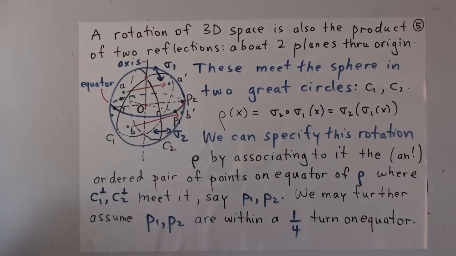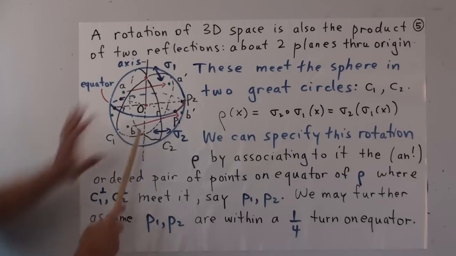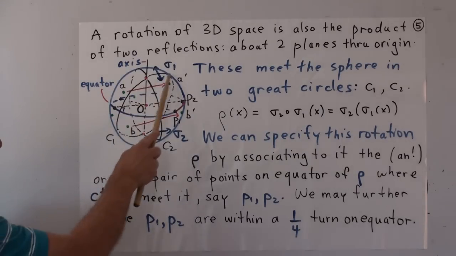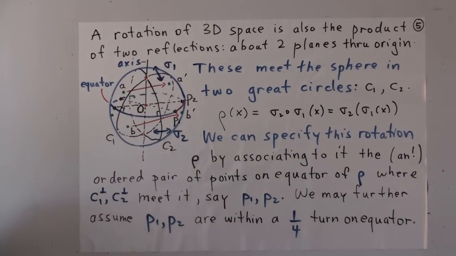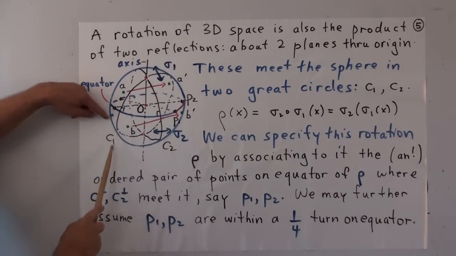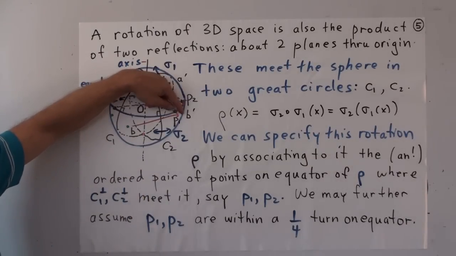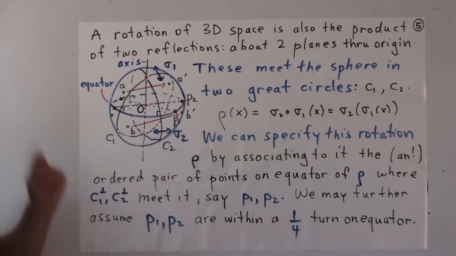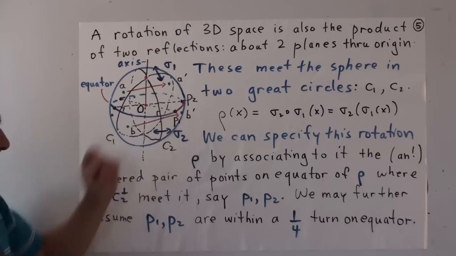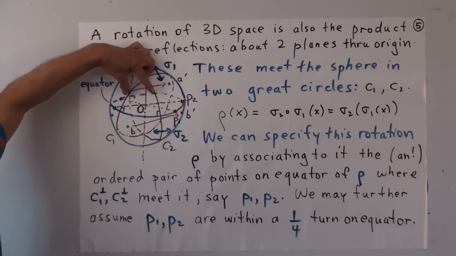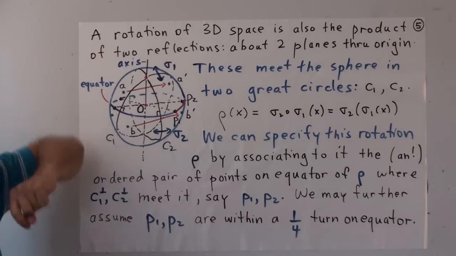What about, say, the point B over here on the side of the sphere facing us? If we reflect first in C1, we're going to get this point over here. And then when we reflect that in C2, we're going to get a point B prime over there. So the cumulative effect is to send this B to this B prime. And that's a rotation of the sphere, again by essentially twice the separation of those two lines.